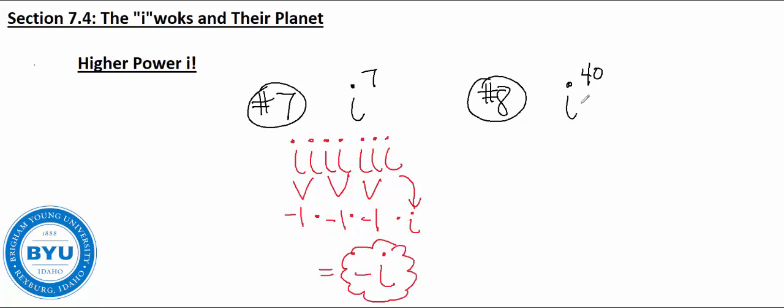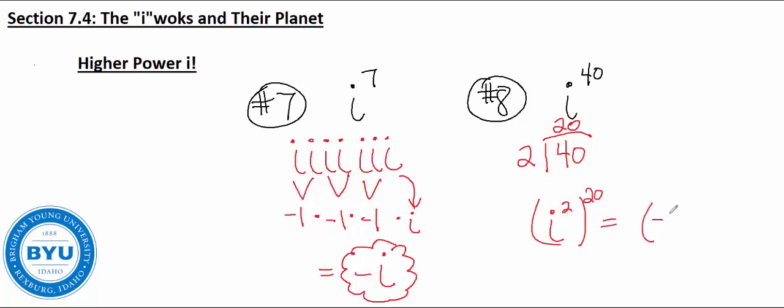i to the 40th. Wow, you could write out 40 i's, but I really don't want to. How many pairs would I have? Let's see. I would take 40 and divide it by 2. I'd have 20. So really what I have is i squared, and I have 20 of them. And I know what i squared is. i squared is negative 1. And if you raise that to the 20th power, you get positive 1.